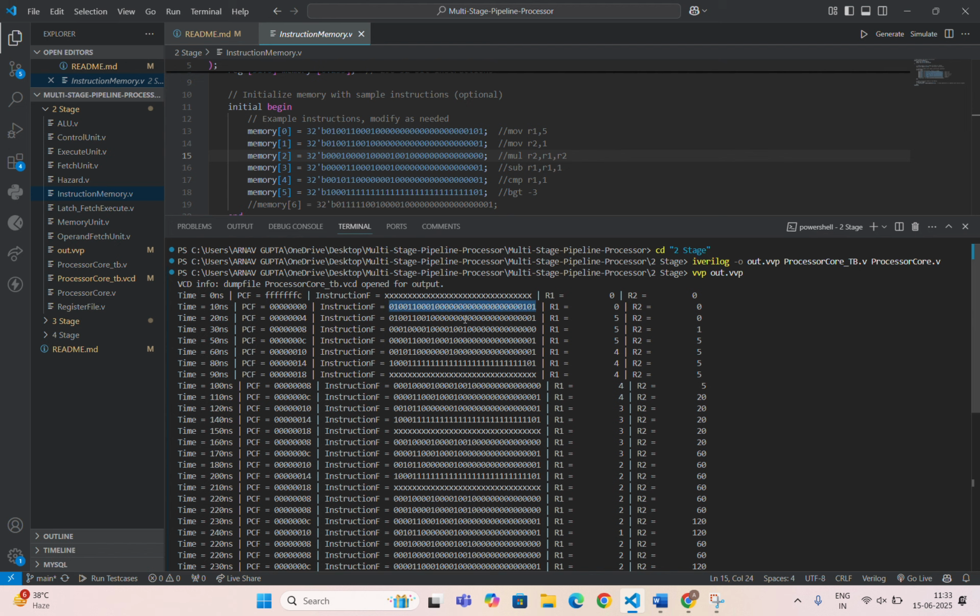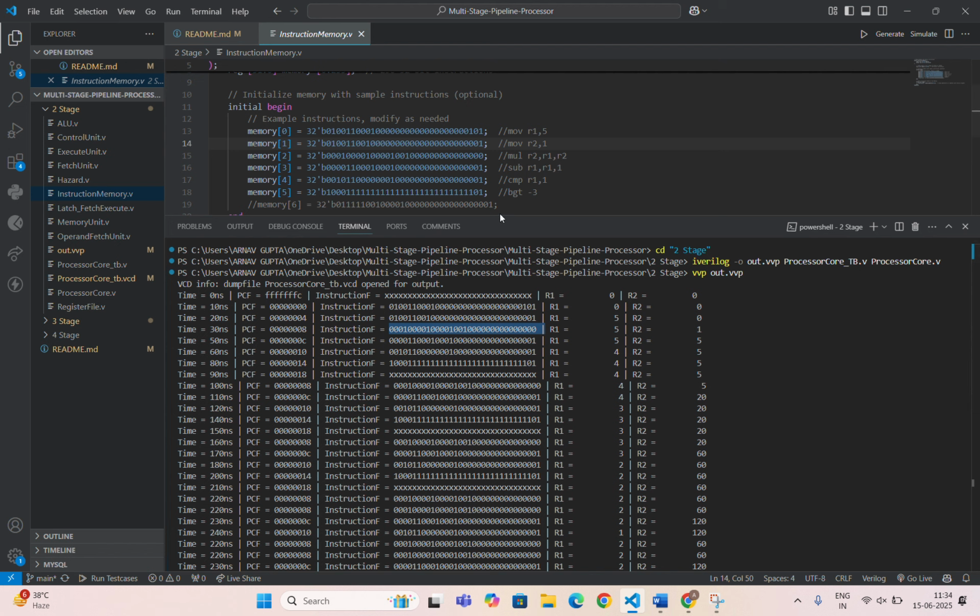At t equals 20 nanoseconds, at the next clock, the second instruction comes into the instruction fetch stage, while the first instruction gets executed. As soon as the first instruction is executed, R1 gets the value 5, as visible here. At the next clock, the second instruction gets executed, so R2 gets the value 1, while the third instruction, the multiplication instruction, comes into the instruction fetch stage. So this well demonstrates the 2-stage pipeline.